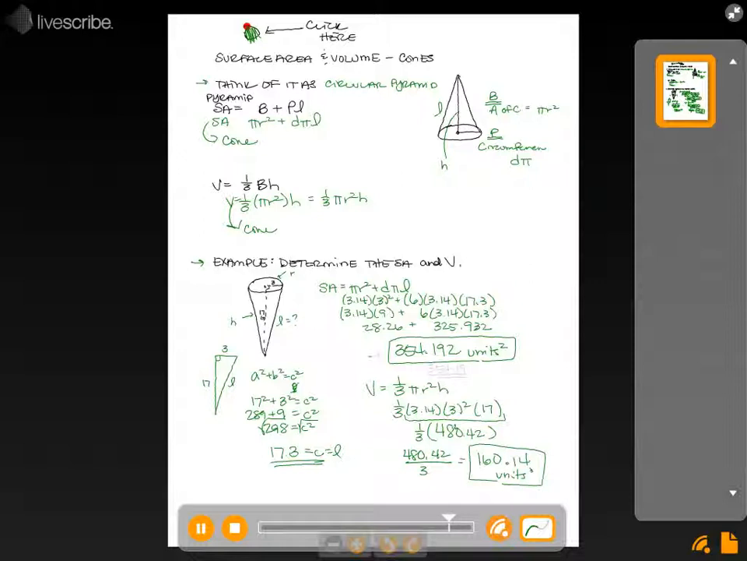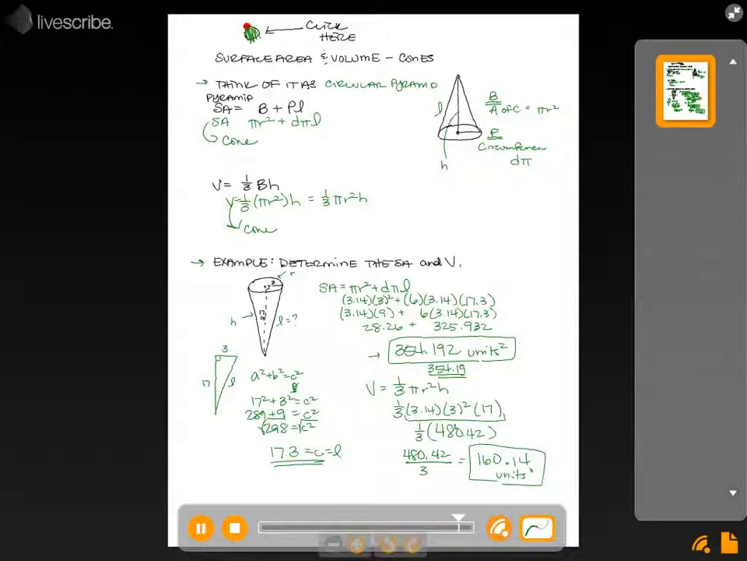Now I did notice I made a mistake up here. I said we were going to take this to the hundredths place, so this should be 354.19. Since that 2 is less than 5, it's not going to round up. We leave it as 0.19. Okay? So that's how we find surface area and volume of cones.